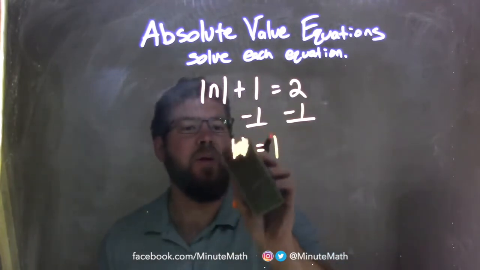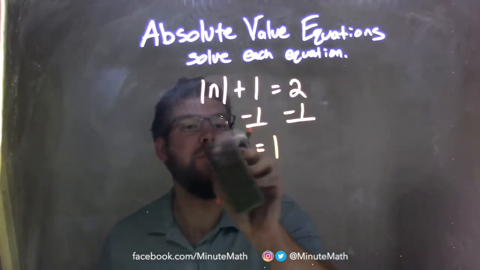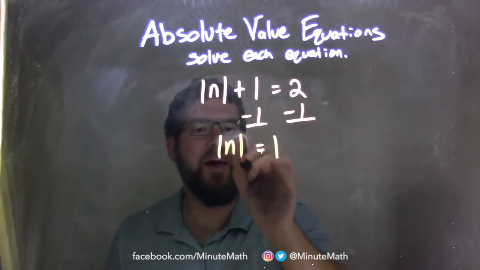And I know that's going to annoy me. I'm sure it would annoy you too. Absolute value of n. There we go.